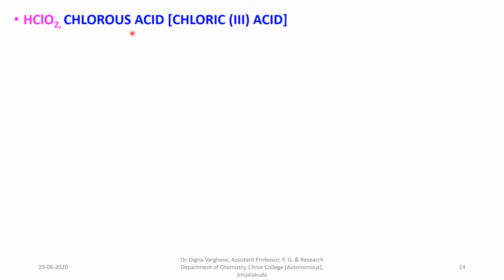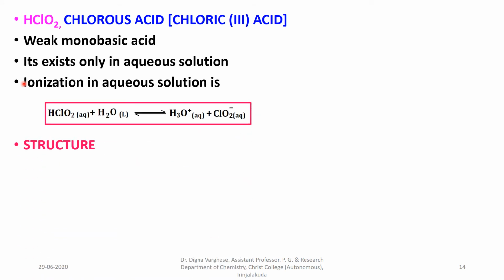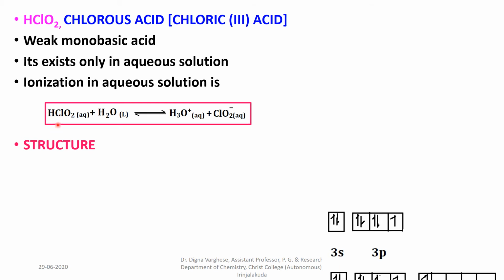Next one is chlorous acid, that is also known as chloric 3 acid, in which chlorine is in the +3 oxidation state and the molecular formula is HClO2, and it acts also as a weak monobasic acid. It exists only in aqueous solution. The ionization of HClO2 is given here, that is HClO2 plus water giving hydronium ion and ClO2 minus, so it can donate only one proton, so it acts as a monobasic acid.